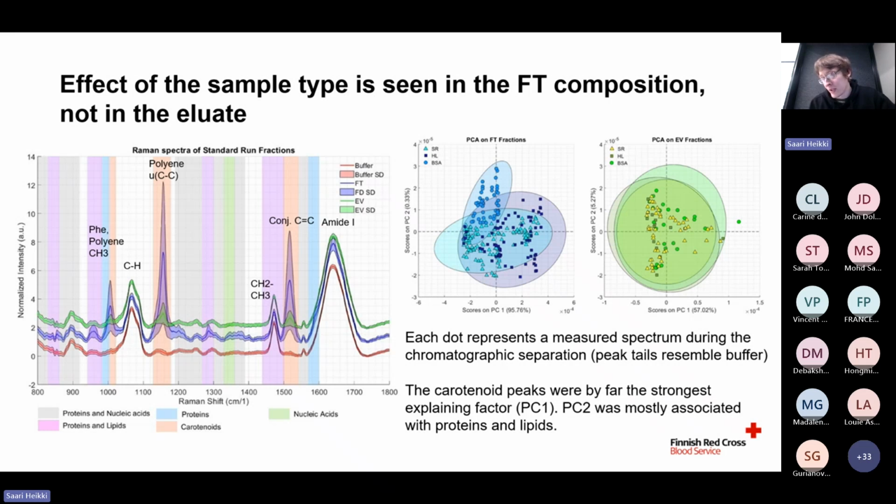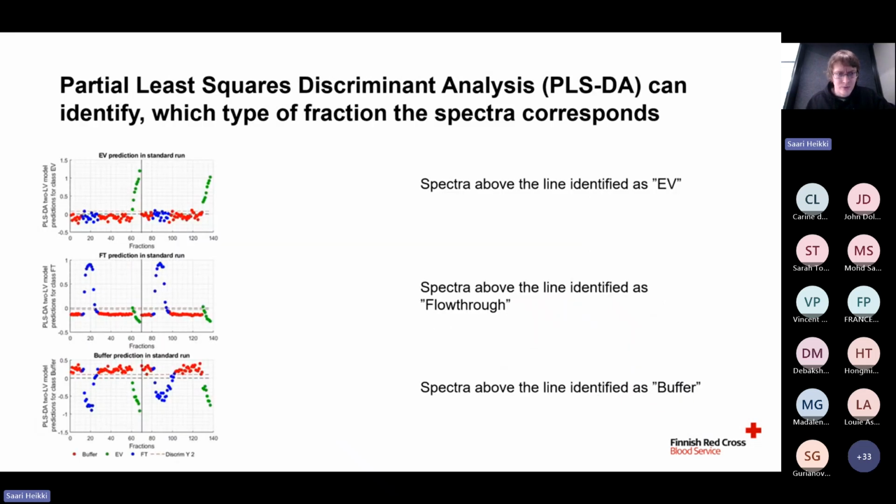So this also goes well with our previous results that the column seems to separate EVs from other components, no matter how much you put into the column or if you add BSA in there. And then finally, we use this PLSDA method to analyze if we can teach this PLSDA model what kind of fractions are coming out of the column.